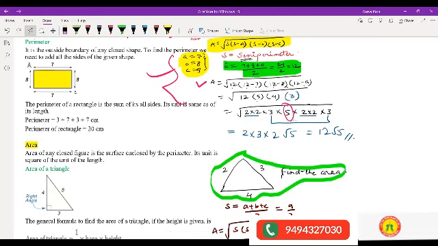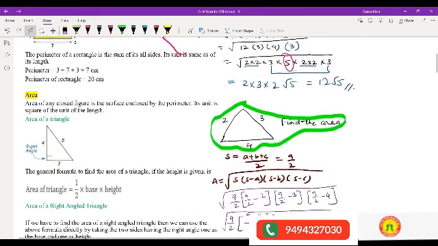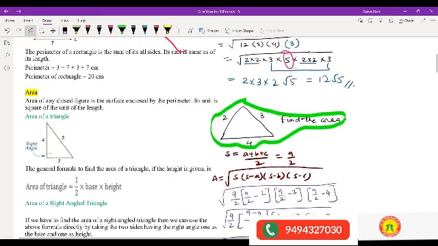So can I explain the area? I'm confused. Okay, fine. See here, till here I think you have read it. Yes, sir, I did till then. 9 by 2 is the semi-perimeter. Then 9 by 2 minus 2, 9 by 2 minus 3, 9 by 2 minus 4. Right.